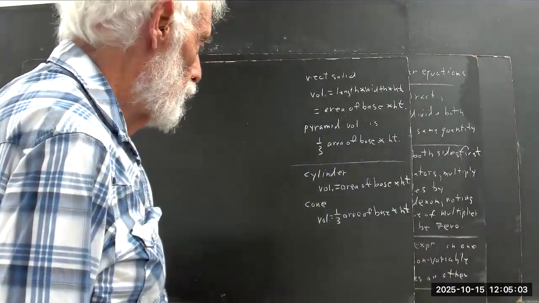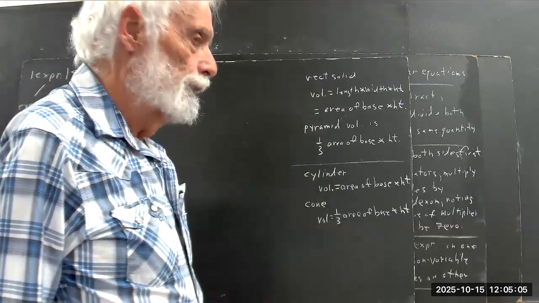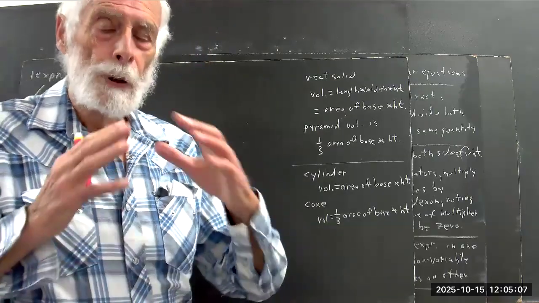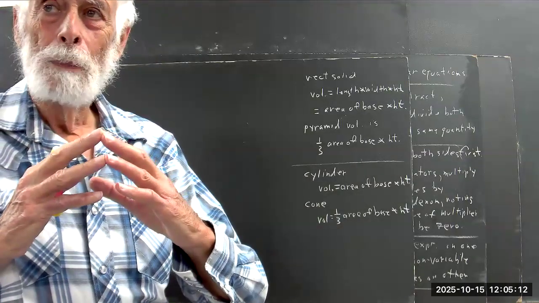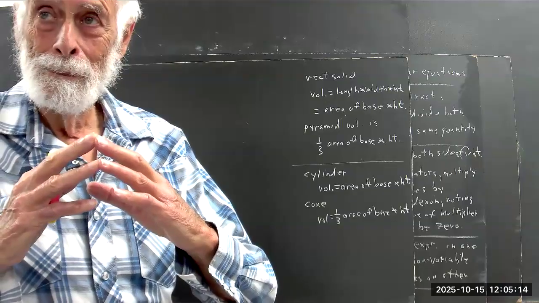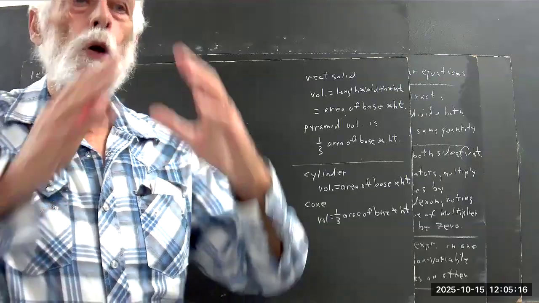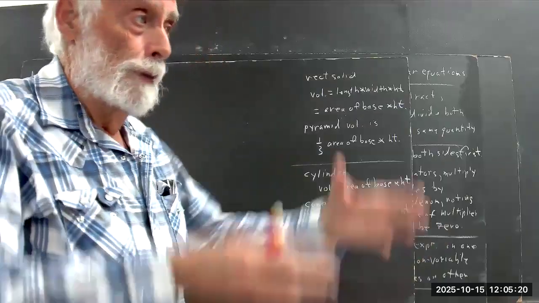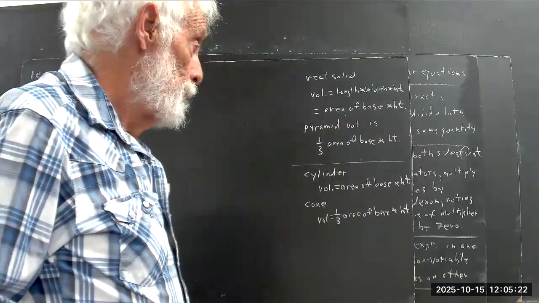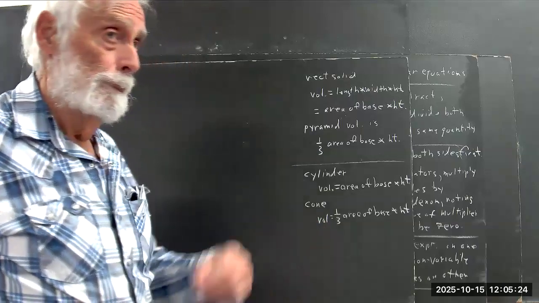And for a cone, the volume is 1/3 the area of the base times the height. Visualize a pyramid inside a box. Calculate the volume of the box and take 1/3 of that. Imagine a cone inside a cylinder. Find the volume of the cylinder. Take 1/3 of that.